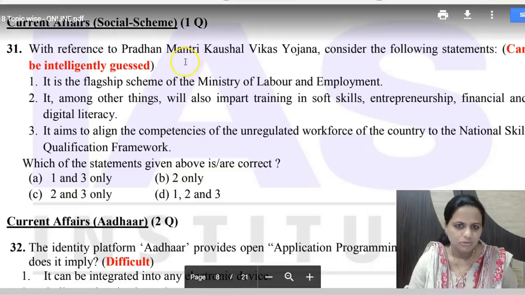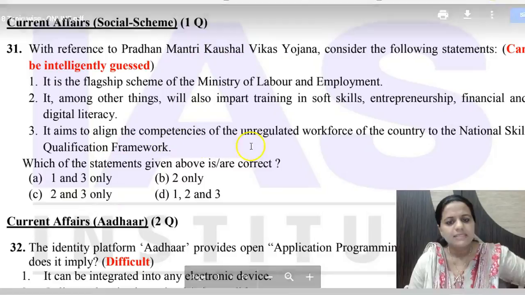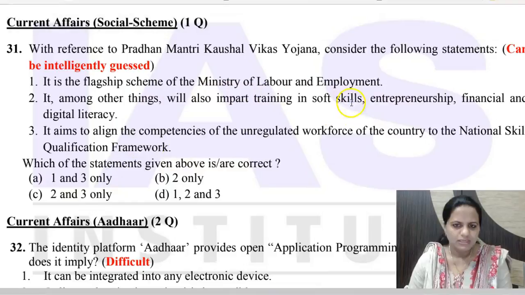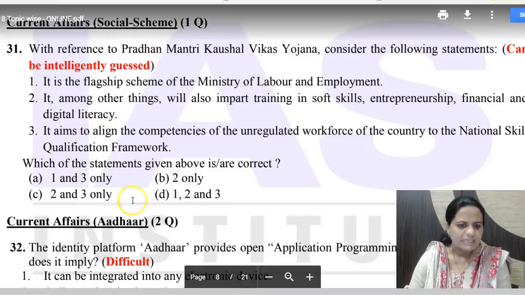So Kaushal Vikas Yojana, Kaushal is skilling. So it aims to align the competencies of unregulated workforce of the country to national skill qualification framework. So out of these three statements, which are correct? Of course, it will provide training in soft skills. It's skilling them. And of course, this digital literacy, when it has been pushed by the government so much, two is correct. So two is surely correct. So you have options B, C and D with two.